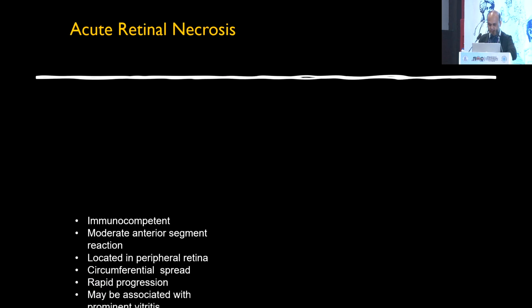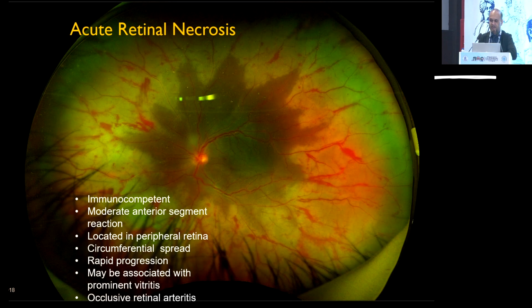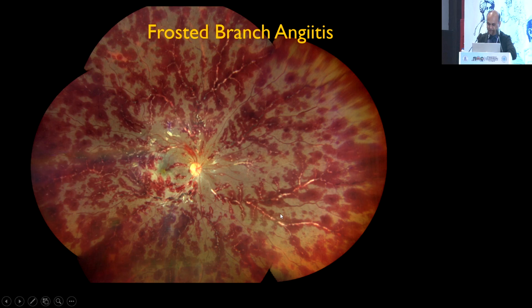Another common disease, acute retinal necrosis, again predominantly a clinical diagnosis, can happen in immunocompetent as well as immunocompromised hosts. You may have a moderate AC reaction, but you can also have a significant vitritis. These lesions are predominantly spread in the periphery, and then you can see these coalescing, confluent retinitis lesions.